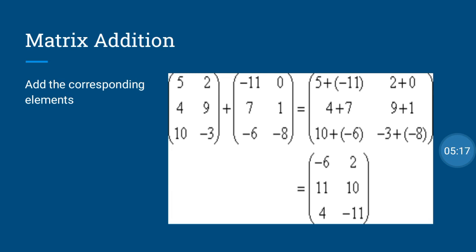4 plus 7 is 11. 9 plus 1 is 10. 10 plus minus 6 is 4. Minus 3 plus minus 8 will give you minus 11. This is how we add two matrices.